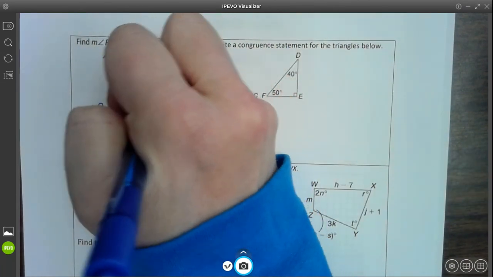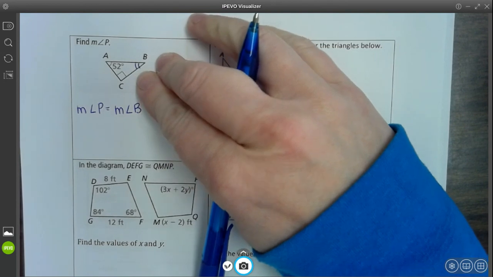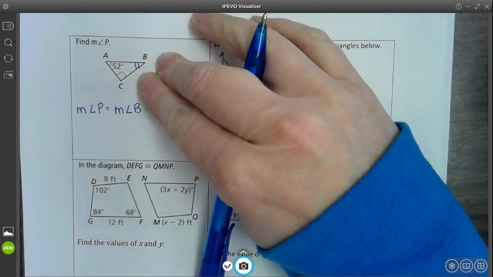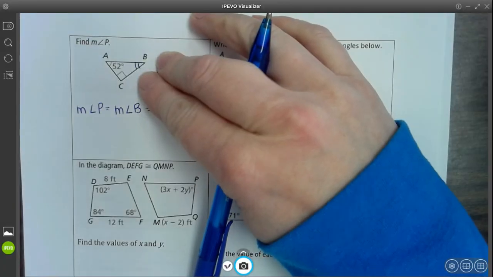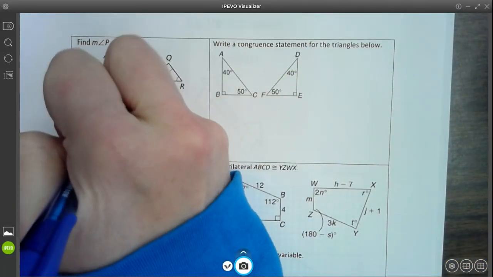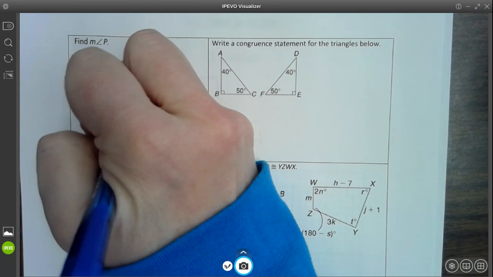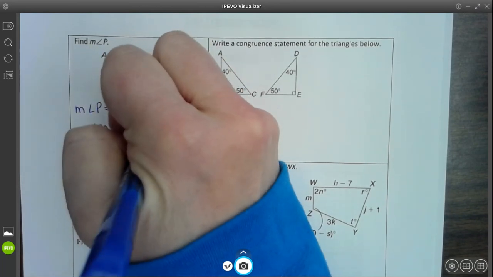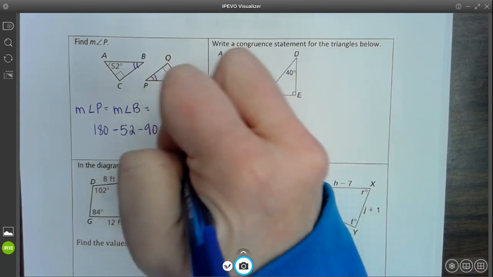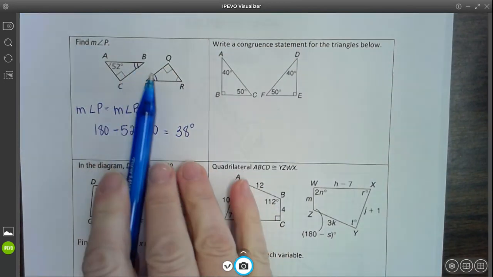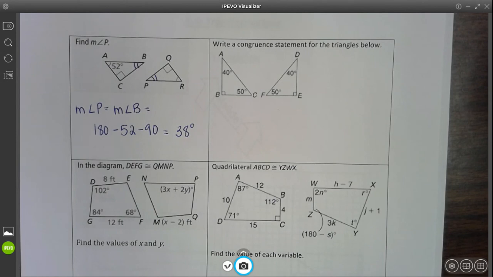And how would I get that? Okay, so if I ignore this altogether and I just look at this triangle, remember that all the angles in a triangle add up to 180. So I can just take 180 minus the 52 and minus the 90, okay, and that's going to end up being 38 degrees. Okay, so both of these angles are going to be 38 degrees.